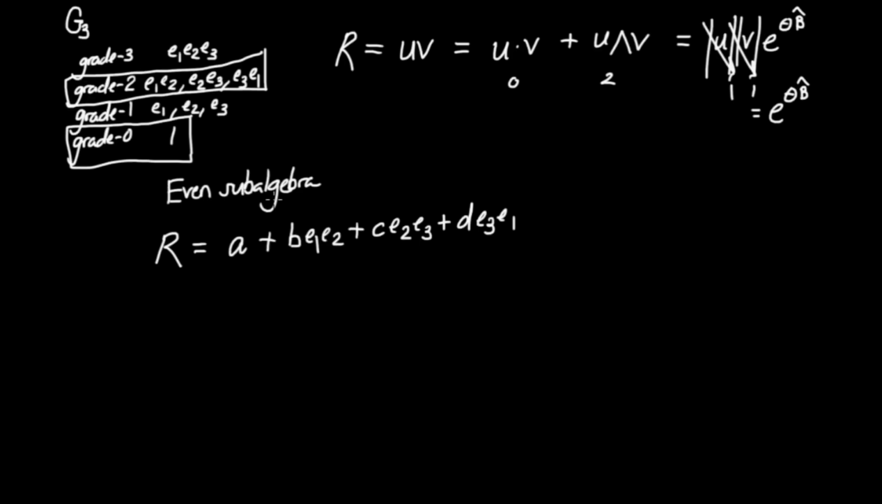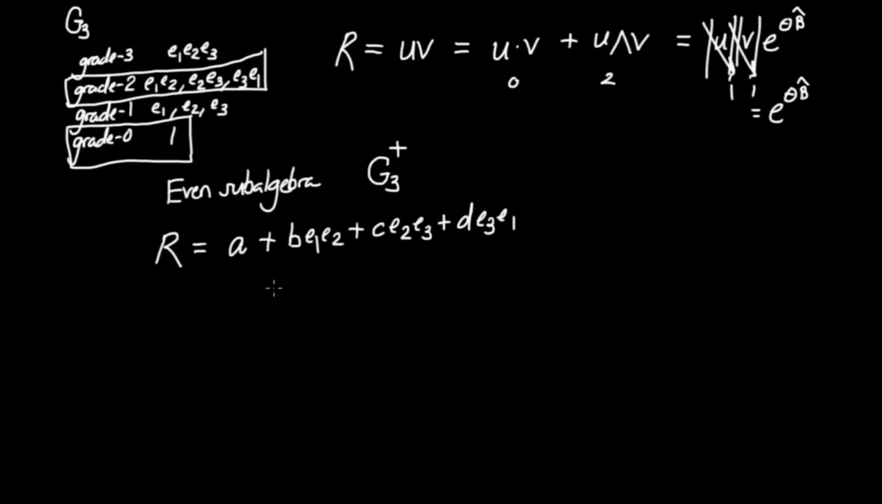Therefore, the even subalgebra of G3, we're going to notate in the following way. It's going to be G3, but to signify the even part of it, I'm just going to mark that with a plus sign. So this is the notation we're going to use for the even subalgebra of G3. This even subalgebra is going to be of dimension 4, as if we consider it as an abstract vector space, it's going to have 4 basis elements: the single scalar and 3 basis bivectors. So it's of dimension 4.